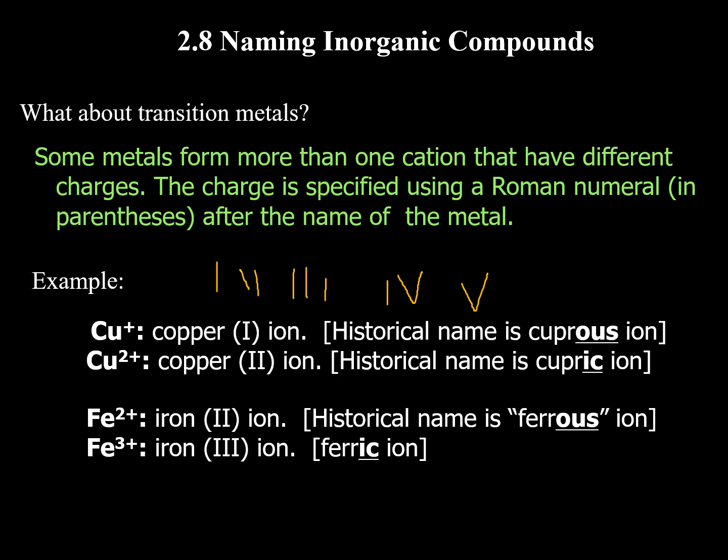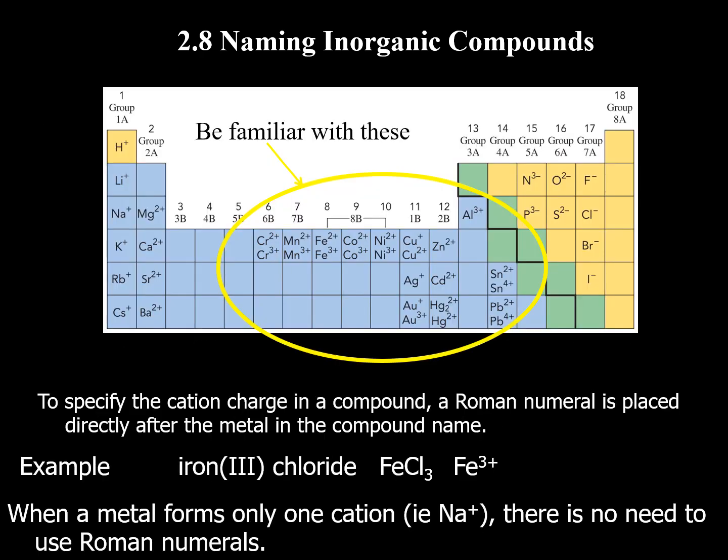So yes, transition metals again located in the middle of the periodic table. Unfortunately, we have to memorize about 10 of them. So we have here chromium, manganese, iron, cobalt, nickel, copper, gold, mercury, tin, lead.